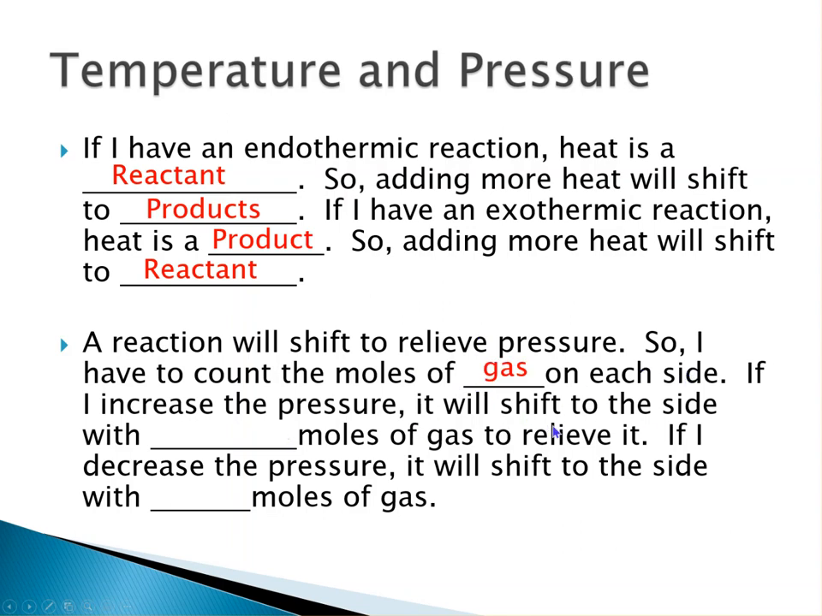If you increase the pressure, it'll shift to the side with fewer moles of gas, from the high to the low. So if you decrease the pressure, it will shift to the side with more moles of gas. So the opposite, the side with less to the side with more.